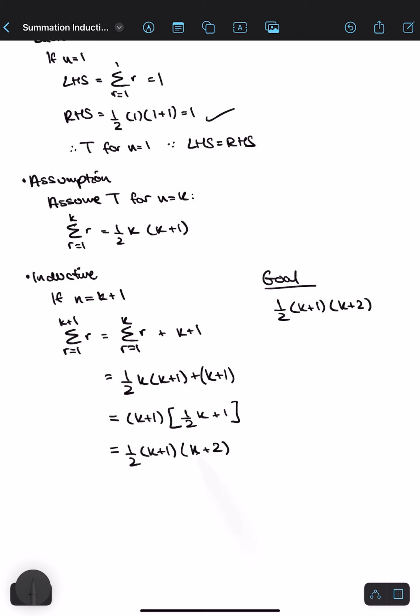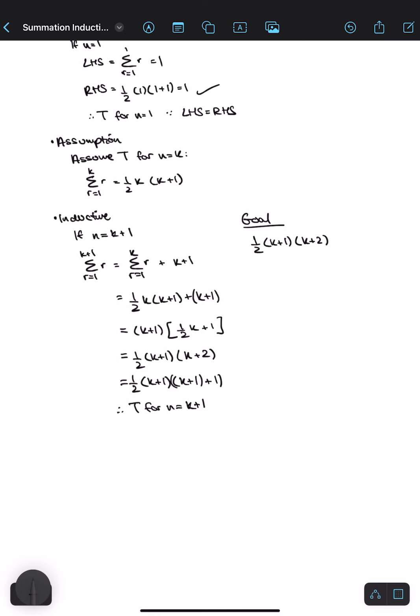So now all we have to do is rewrite this as k plus 1. So it equals half times k plus 1, then you have k plus 1 plus 1. Therefore, it is true for n equals k plus 1 because it can be written in the form.